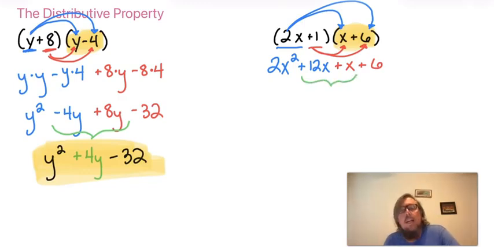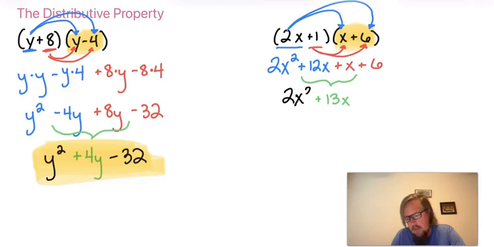12x plus 1x is 13x. And so our final answer here is 2x squared plus 13x plus 6. And that is how you do a binomial multiplied by a binomial.